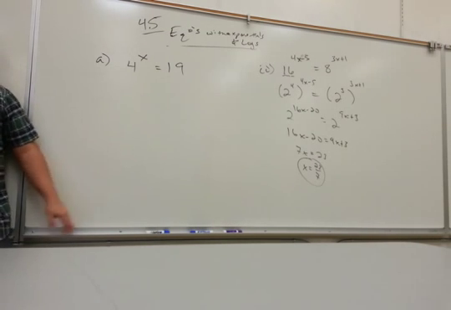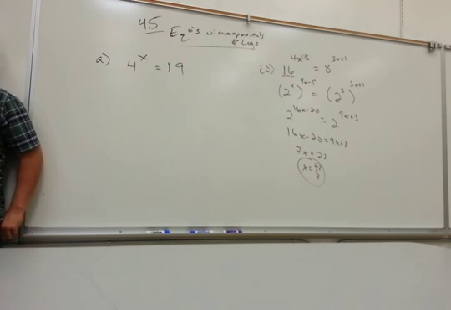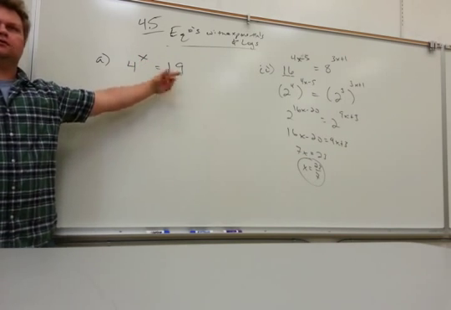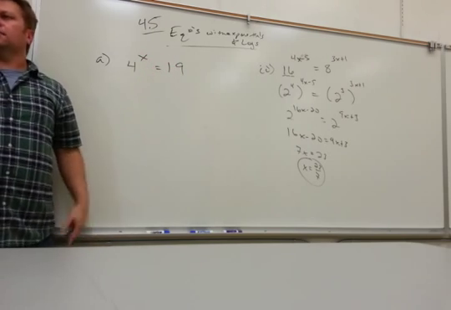Now somebody give me a guess as to what the answer would be. Don't tell me how to do it. Give me a guess as to what the answer is. 2.2, 2 point something. 4 squared is 16. 19 is not that far from 16, so it's something barely above 2.